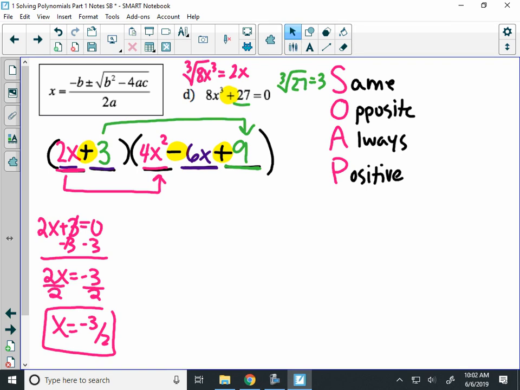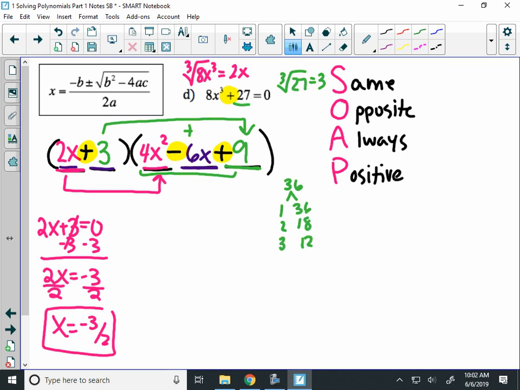Now the second one is a trinomial. You can try to factor it if you want. You need 2 numbers that multiply to 4 times 9, which is 36, and add to negative 6. Well, here are my factors of 36. 1 and 36, 2 and 18, 3 and 12, 4 and 9, 6 and 6. None of those are going to add up to negative 6 at all, even if I make some of them negative. So this one doesn't factor.